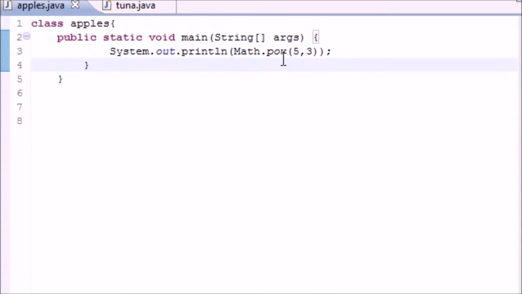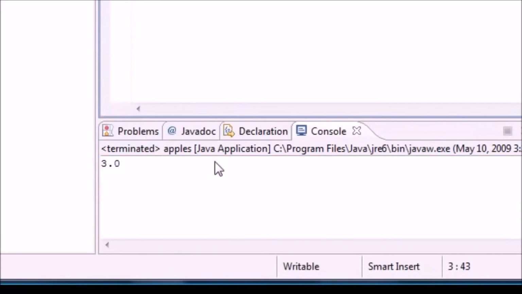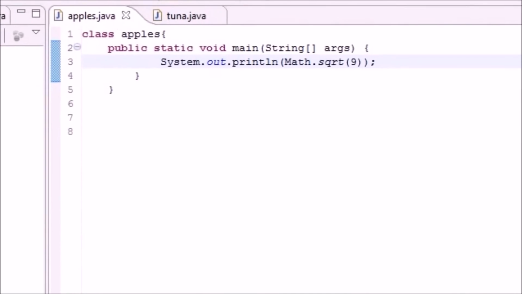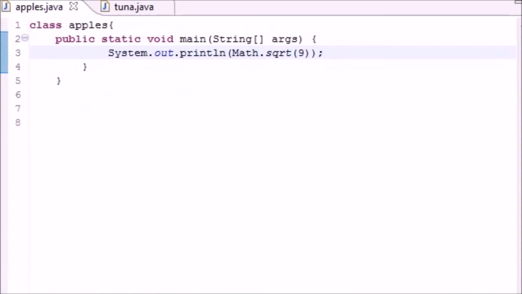And the last built-in method I want to teach about in the math class is something called square root. And SQRT, that's what it stands for. It only takes one parameter, such as 9, and it finds the square root of that number. So when you run this, the square root of 9 is 3, outputs 3. So that's how you use your built-in methods from your math class.